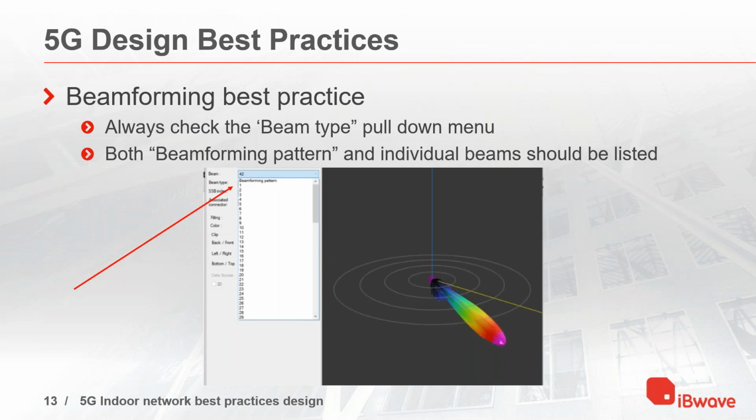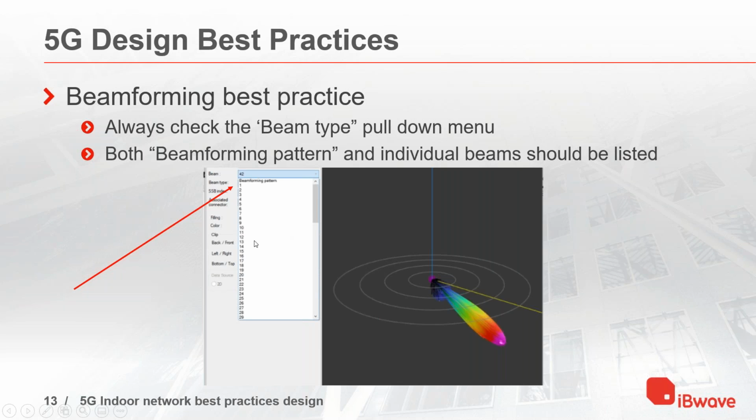As for the best practice in the design, I am suggesting that every time you have a small cell, which is a 5G enabled small cell, you go into the part and double click on the part. Then there is an option to view antenna pattern. When you click on that, another window is going to open, and there you should click on the beam type, and then you should see both the beamforming pattern and individual beams.